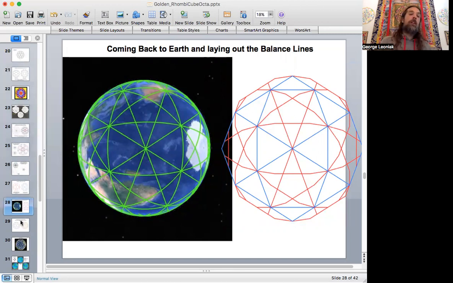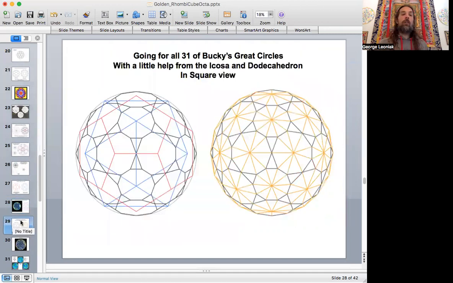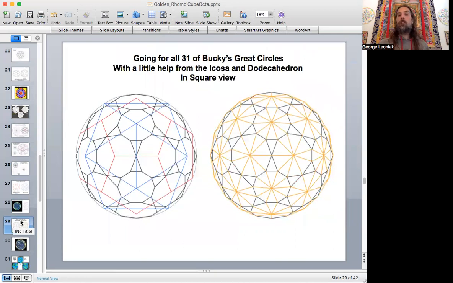And of course, I always aim for Buckminster Fuller's 31 great circles. In fact, I have an amazing video on constructing the 31 great circles, which I didn't bring that form out, but I create the spherical structure using sacred geometry techniques out of 31 great circles. Look that one up. I think it's called Constructing the 31 Great Circles with Sacred Geometry Techniques related to the Earth grid.